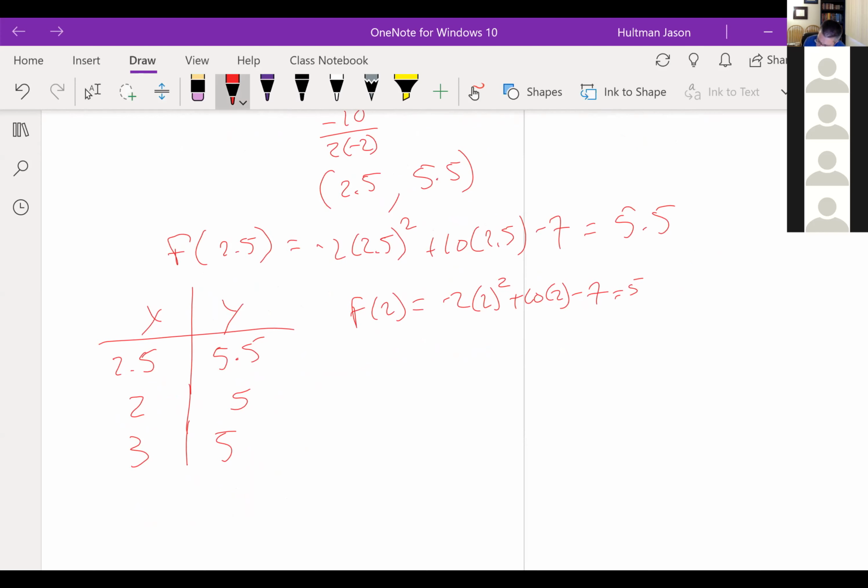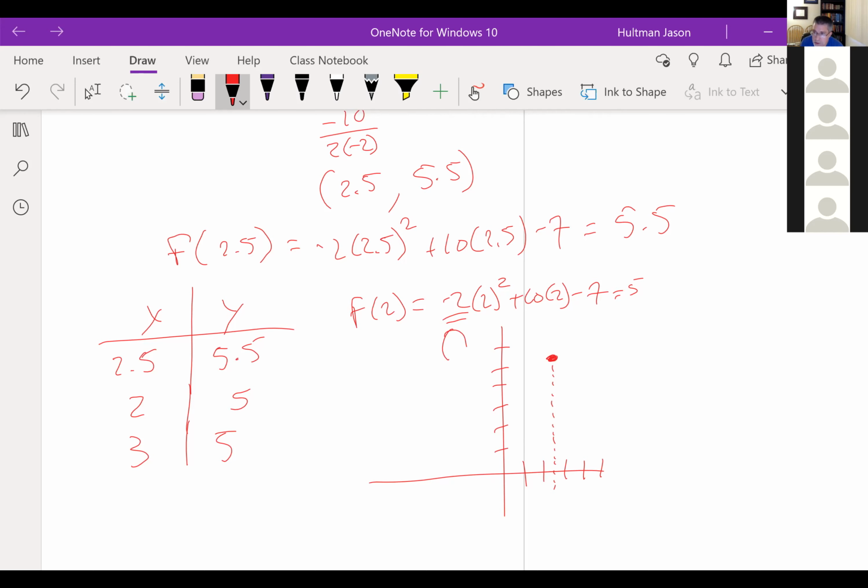Why would I get the exact same thing? Because it's a mirror image. At 2.5, where am I at? Well, I'm at 5.5. But then what? Then I go down because this is a vertex. That's going to be the minimum or maximum value. In this case, because it's a negative, it's going to be a frown, so it's going to open down.